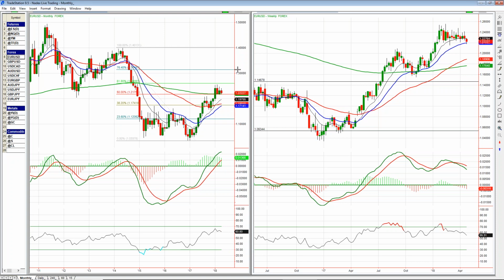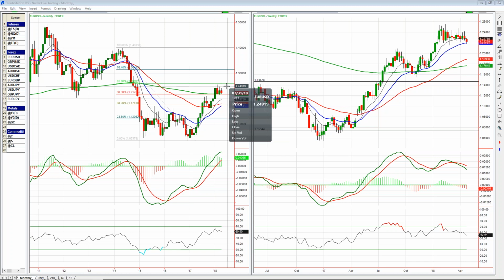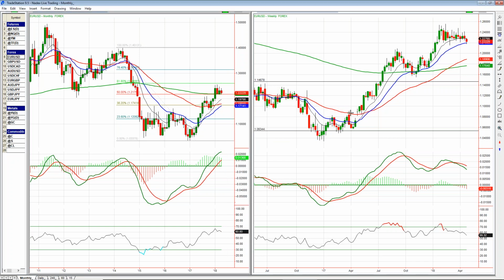And if the economies here between the U.S. and Europe will support that and sustain that, then we might make a move back up and then eventually break that level up around basically the 125 level.